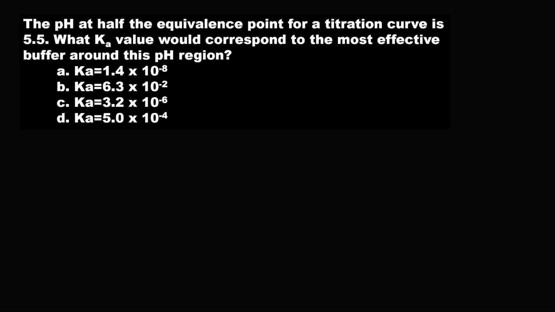The next problem: the pH at half the equivalence point for our titration curve is 5.5. What Ka value would correspond to the most effective buffer around this pH region? So the idea about titration curves is that we have an area of a buffer solution, we have an equivalence point, and then we have the end point. And this equivalence point tells you when all of your analyte has been completely reacted with your titrant. So this is our equivalence point.